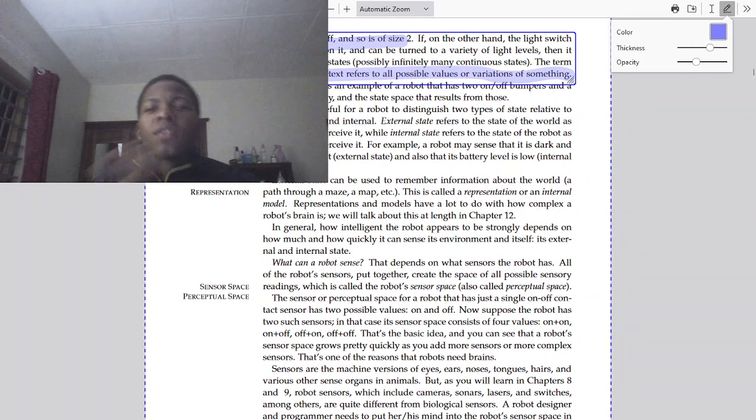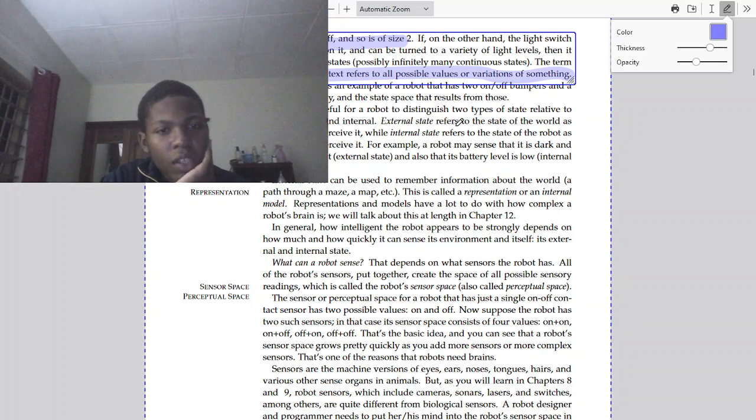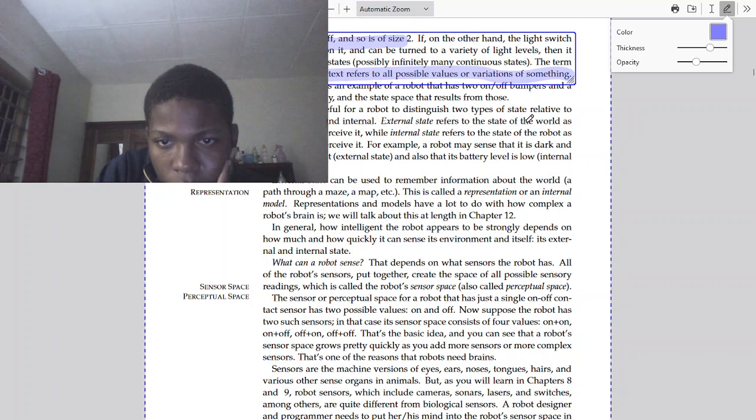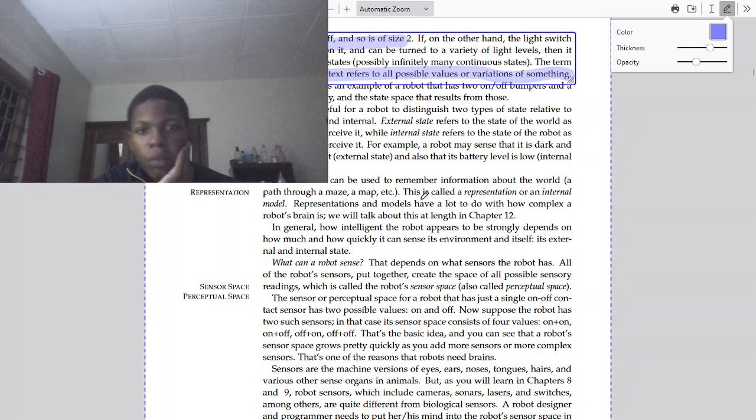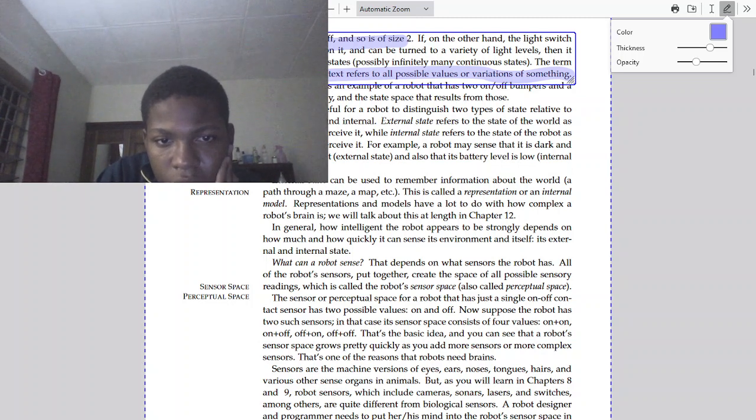The states that result from those, and the state space that results from those. It's often useful for a robot to distinguish 2 types of state relative to itself, internal and external. External state refers to the world as the robot can perceive it. Internal state refers to the state of the robot as the robot can perceive it. For example, a robot may sense that it's dark and bumpy around it, the external state, and also that the battery level is low, internal state. Internal state can be used to remember information about the world, a path through a maze, a map, etc.